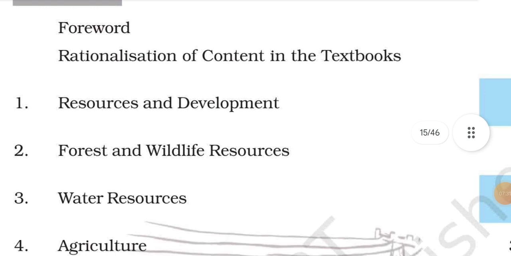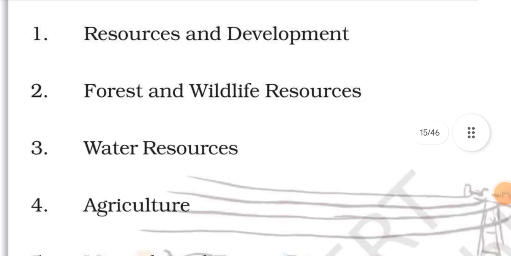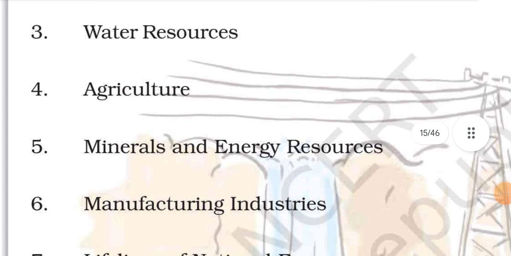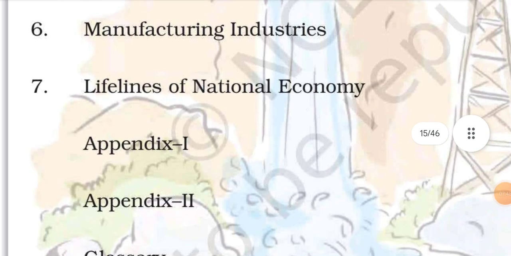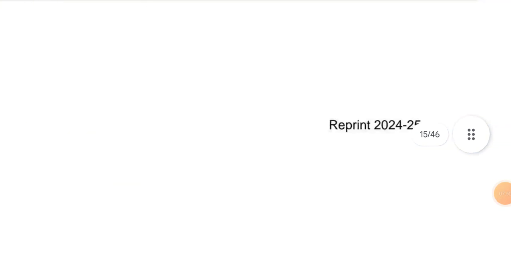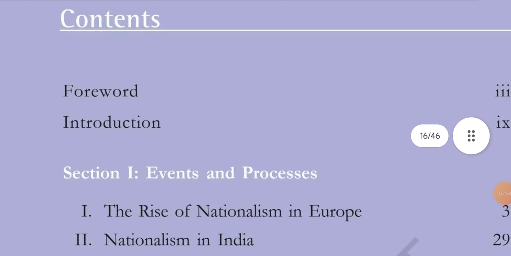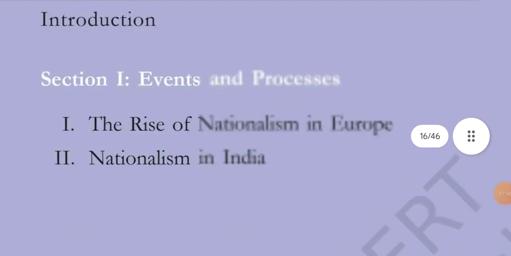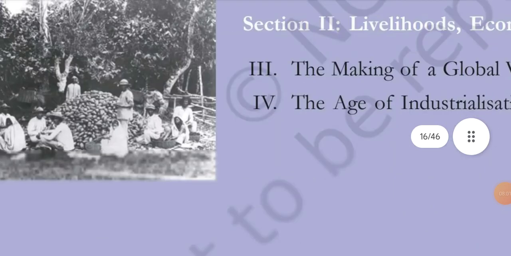Geography. 1, Resources and Development. 2, Forest and Wildlife Resources. 3, Water Resources. 4, Agriculture. 5, Minerals and Energy Resources. 6, Manufacturing Industries. 7, Lifelines of National Economy. Appendix 1, Appendix 2, Glossary. History. Contents. Foreword. Introduction. Section 1, Events and Processes. 1, The Rise of Nationalism in Europe. 2, Nationalism in India.